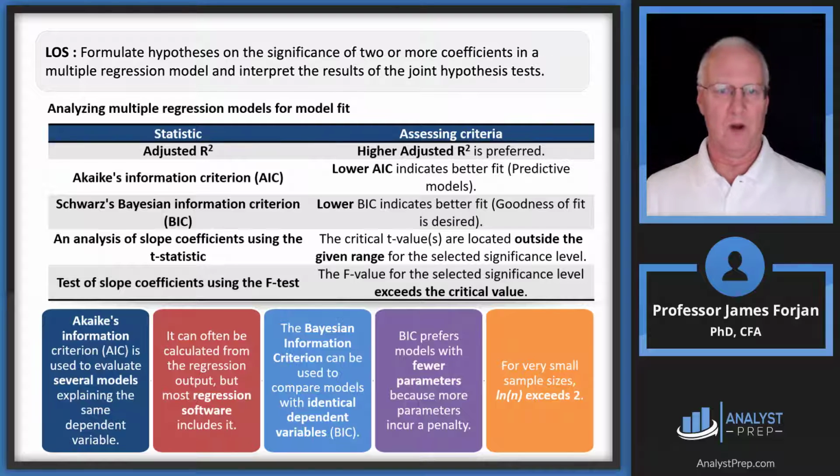So pick the lower AIC, pick the lower BIC, but here's where you're going to find the most likely exam question. You use the AIC if you're trying to come up with a model that is predictive. In other words, you want to use a model and say, okay, what is inflation going to be next month or next year? But if you're primarily focused on the goodness of fit, then you're going to use the BIC model.